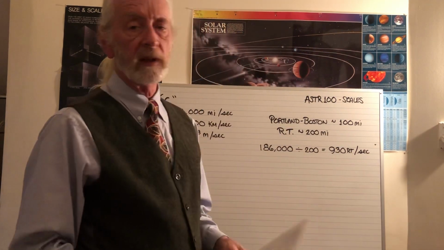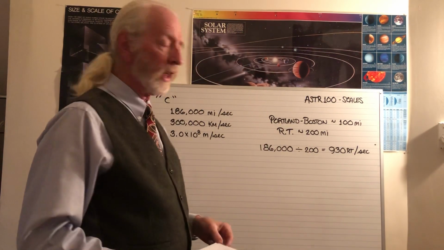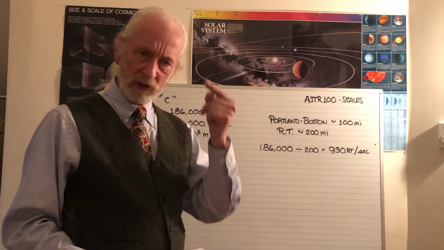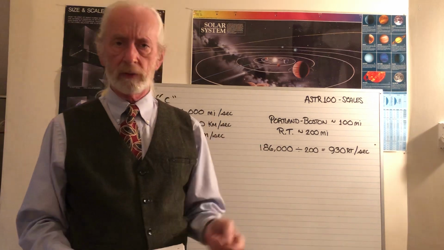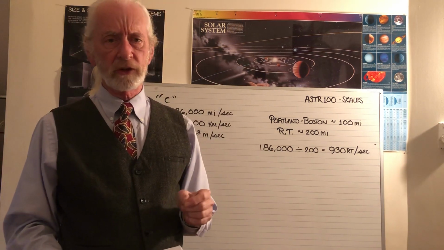That's how fast the speed of light is. Almost 1,000 round trips to Boston in 1 second. Now let's recognize something else that the human brain has difficulty with: the passage of a single second.